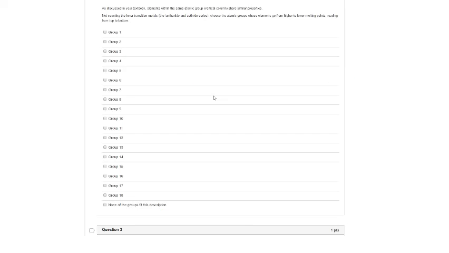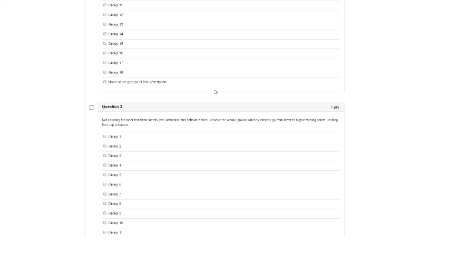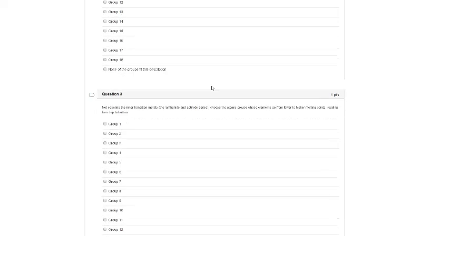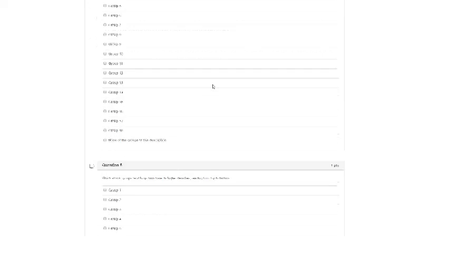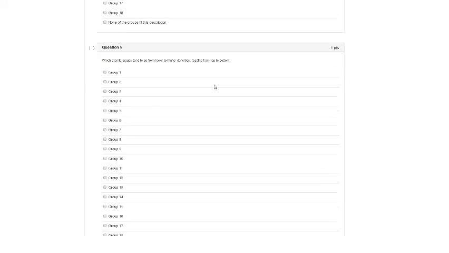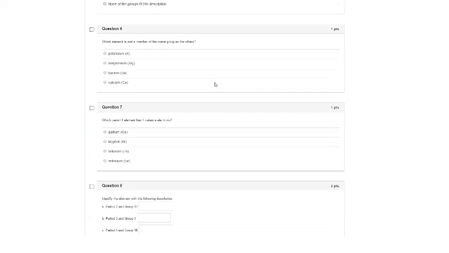Question 2 asks for melting points. Question 3 asks for melting points. Question 4 asks for densities, and question 5 asks for densities. So you'll use that Properties tab to help you answer that series of questions.